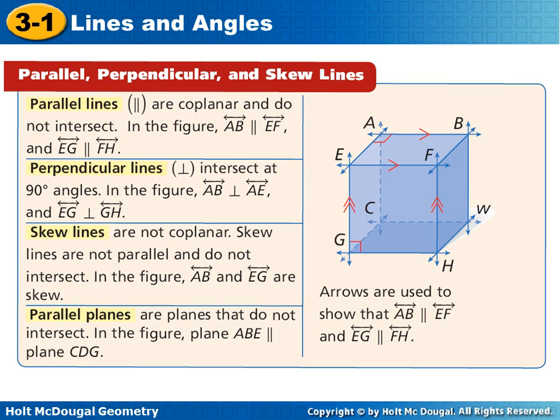Skew lines are not coplanar. They do not intersect. In our figure here, AB and EG are skew. AB and EG never are going to intersect. They're not parallel. They're not in the same plane. Parallel planes are planes that do not intersect. In our figure, we have plane ABE and plane CDG, which are parallel planes.